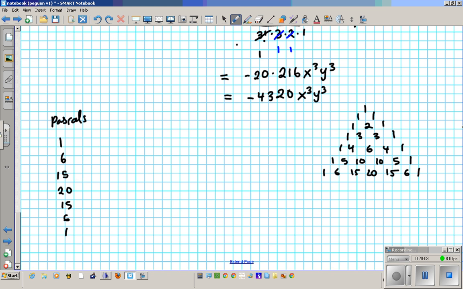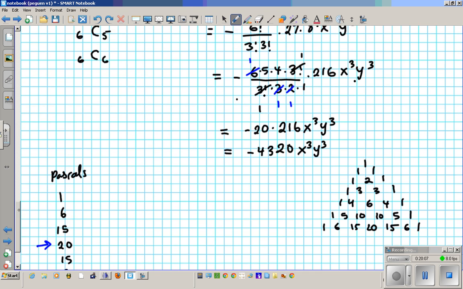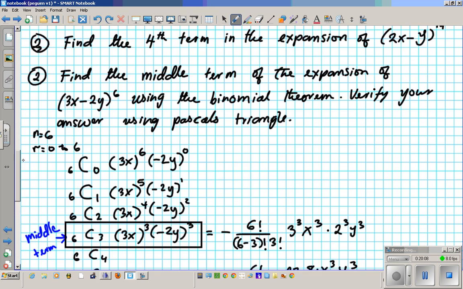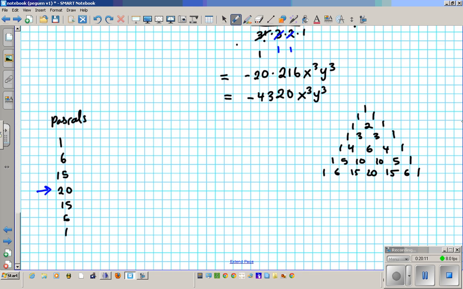So the only one we care about basically is this one right here, the middle term. So the problem was 3x minus 2y that we're working with, 3x minus 2y to the 6th. So we're going to line them up here and do the inversion process.